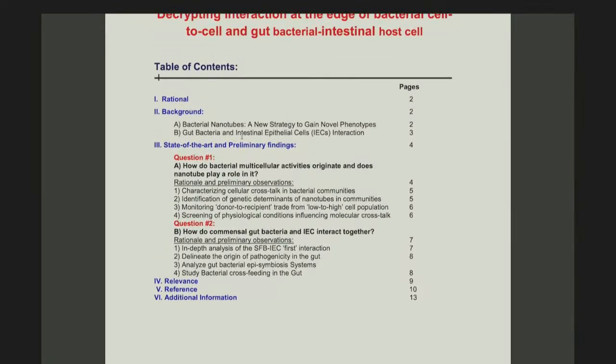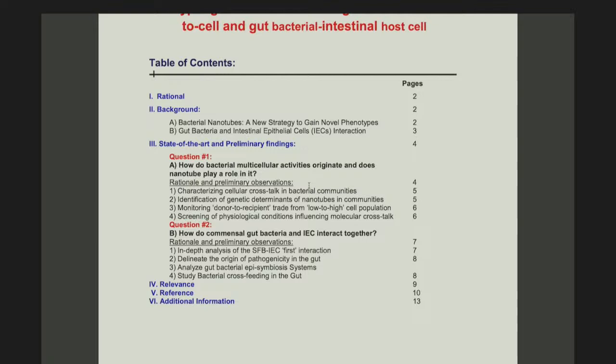Now I'm looking at how multicellularity originates, and again, to get to the environmental strengths, whether nanotubes mediate this communication. How do commensal gut bacteria and intestinal epithelial cells, basically targeting the ileum, communicate, and how is there a dysbiosis and all.